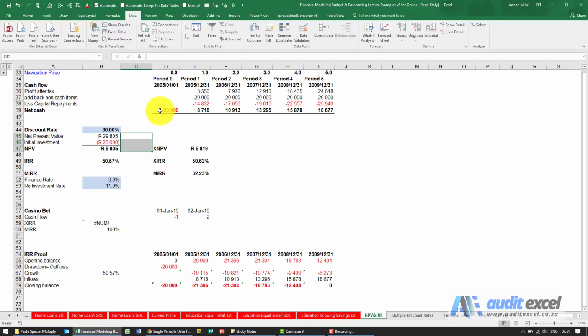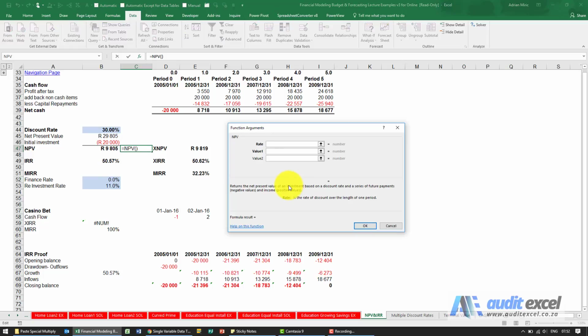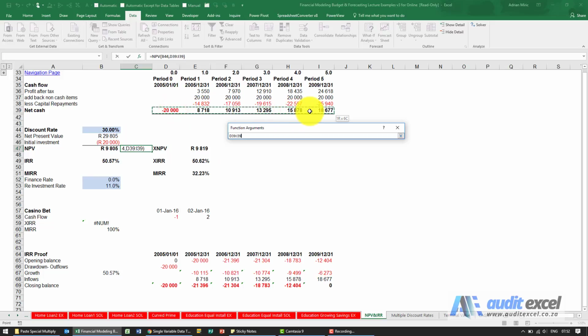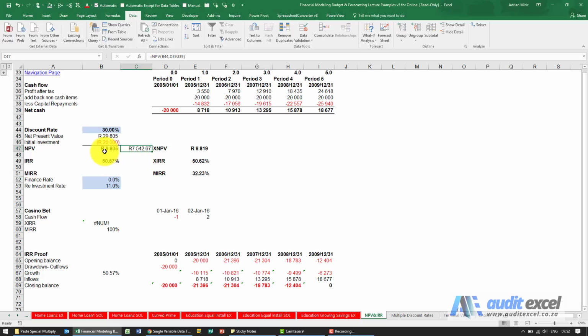Just to show you what would happen if we did make that mistake, we're going to do an NPV. The rate's the 30%. If we accidentally do include that first reference, when I say OK, you'll see it gives us a different number. And this is an incorrect number, because the way NPV works is that the first thing it sees is at the end of the first period. So it assumes that's not actually happening now. It's happening at the end of period 1.